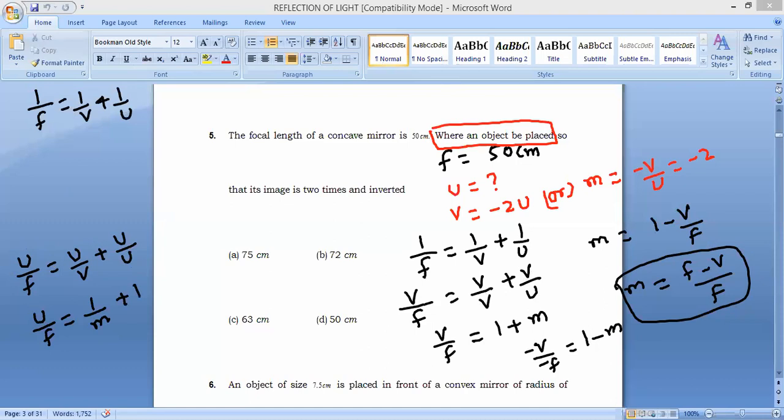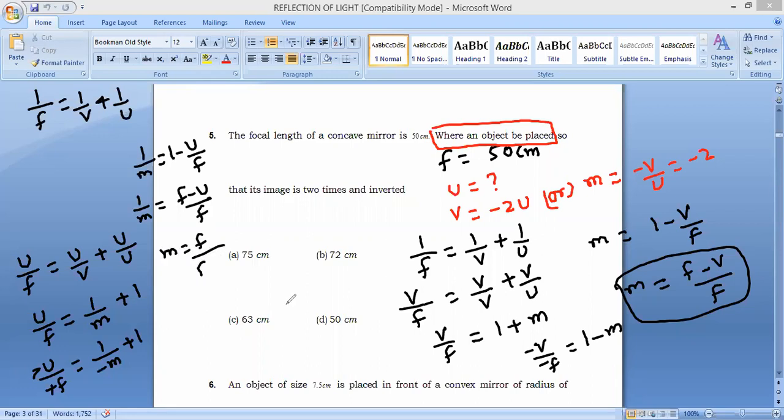Now, in this case also, object distance and focal length both are negative. So minus u by minus f is equal to 1 by minus m plus 1. The minuses cancel, so this minus 1 by m, bring it to this side. So 1 by m equals 1 minus u by f. So 1 by m is equal to f minus u by f. So m is equal to f by f minus u.